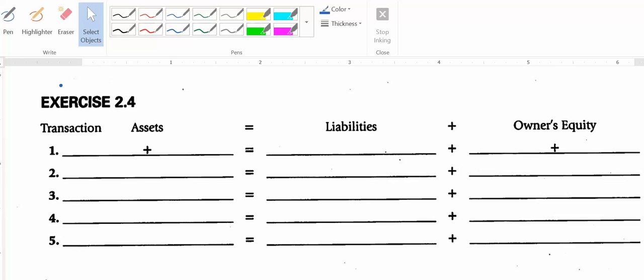And also ignore the 2 plus signs that are in assets and owner's equity. Those do not need to be there. We'll just write over them.